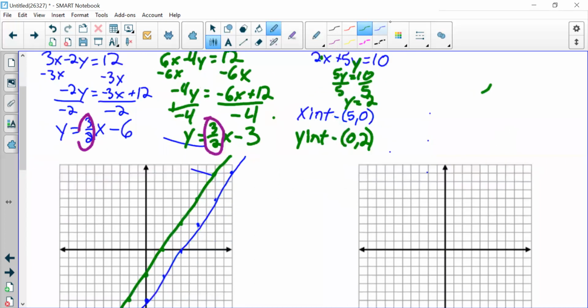So grab our blue line here, and we're going to graph this. So my x-intercept is where x equals 5 and y equals 0. 1, 2, 3, 4, 5. My y-intercept is where x equals 0 and y equals 2. So right here. All right, having 2 points now, we can actually make a line.